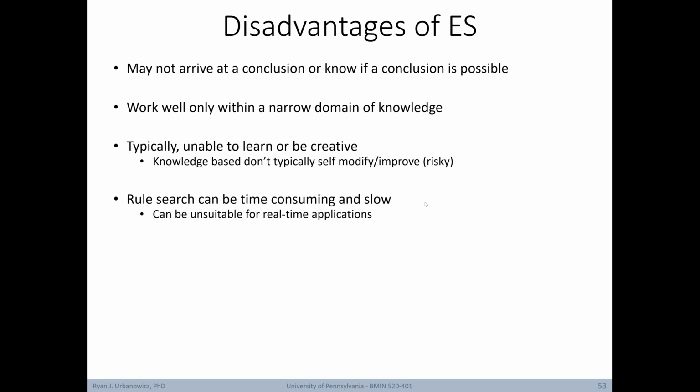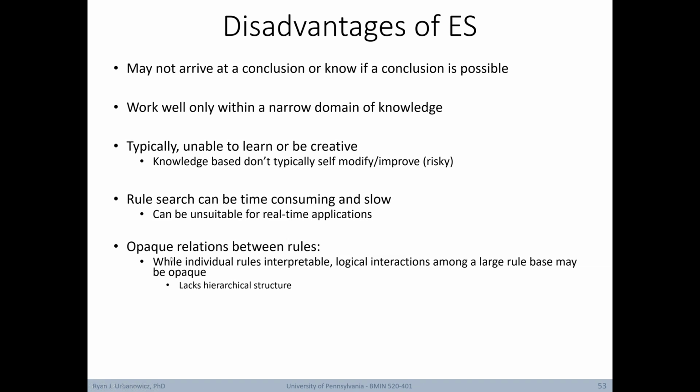Additionally, rule search can be time-consuming and slow, and thus sometimes unsuitable for real-time applications. Also, the relationships between rules can be considered opaque. So in other words, while individual rules can be interpretable, the logical interactions among a large rule base might be perceived as opaque. This is a result of a set of rules not having an explicit hierarchical structure. So it can be difficult to understand how individual rules serve the overall strategy.